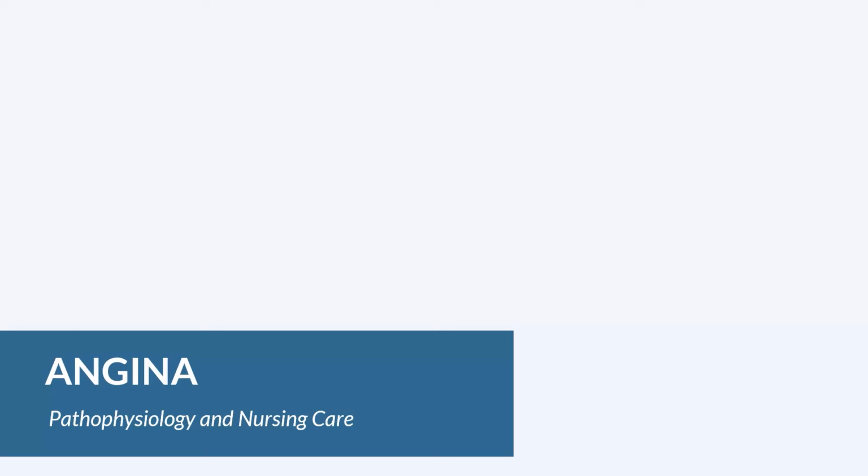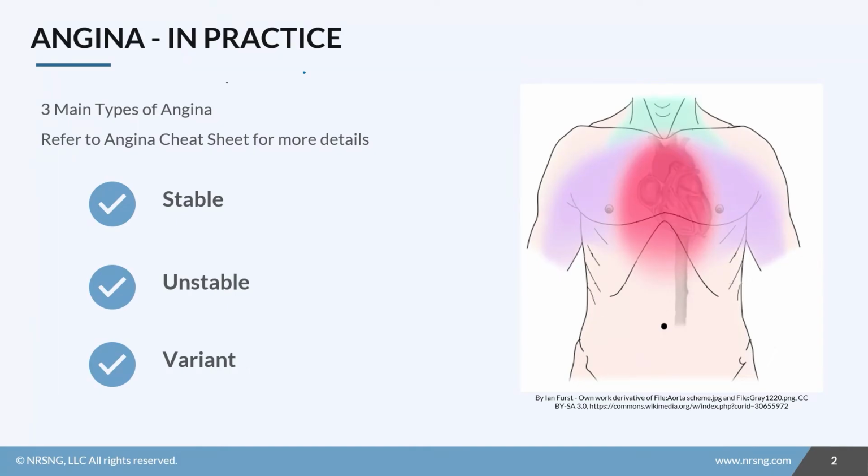So in this lesson, we're going to be talking about angina and what caring for this patient really looks like for you as the nurse. So angina is chest pain associated with a lack of flow to the heart muscle, okay? So lack of blood flow to the heart.